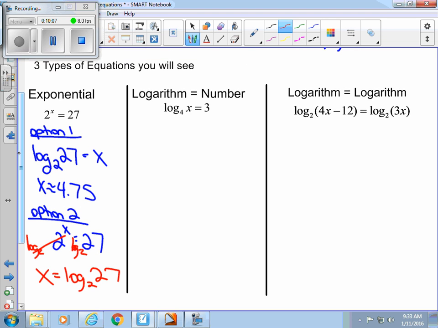Okay, let's do the next one. Logarithm equals a number. Again, I'm going to show you both options. I'm going to show you the solving option and the rewrite option. Do you have to know both ways? No. Sometimes you do have to know more than one way, but for this, it's which way your brain likes better. Pick one. Do that.